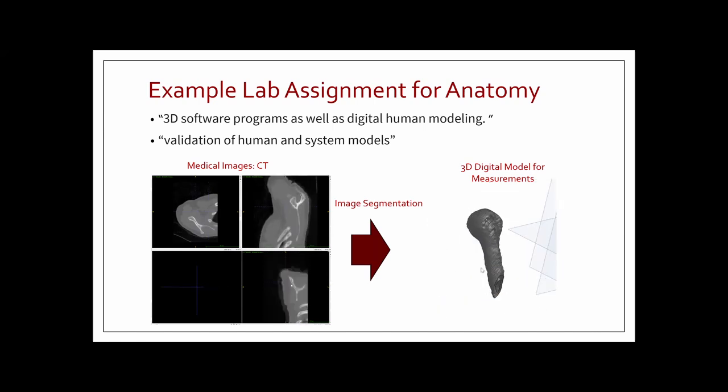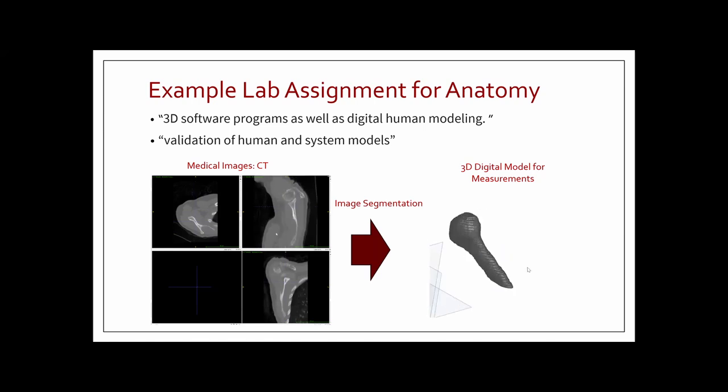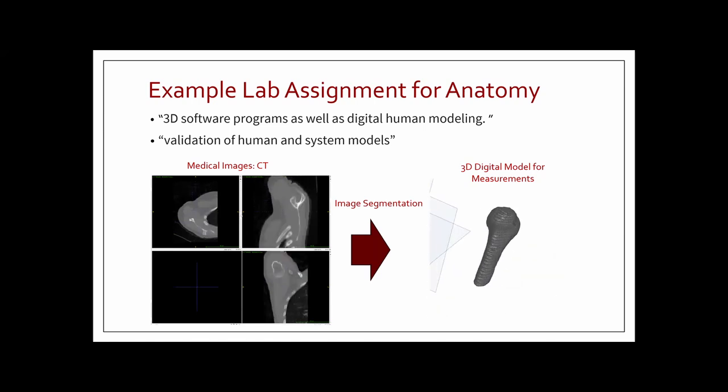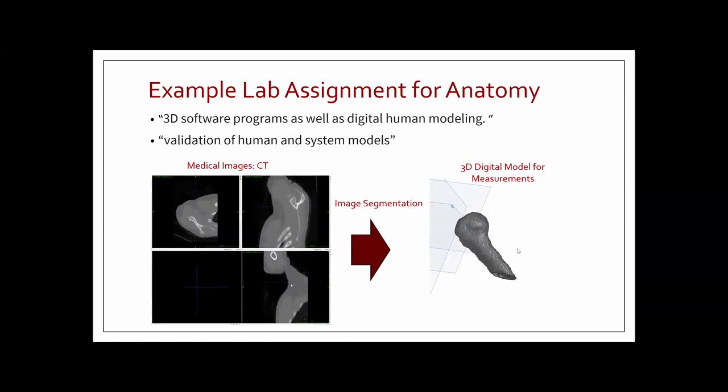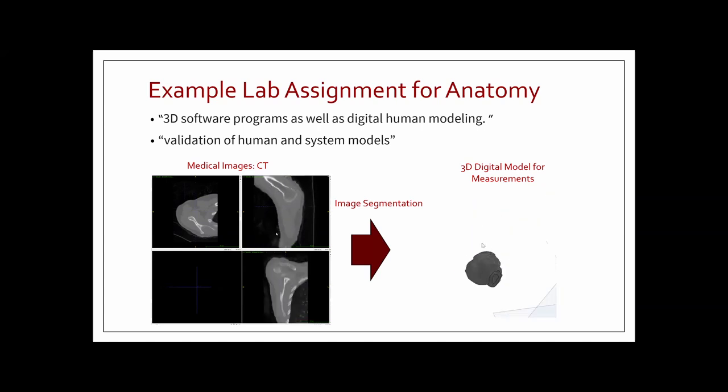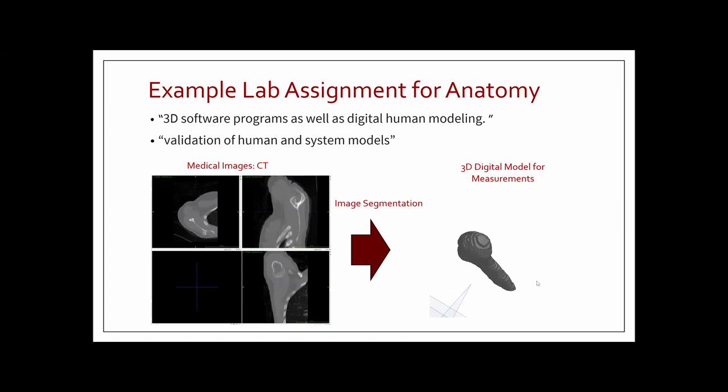So one example lab activity that we did this semester was for a mini project where students are supposed to analyze a joint from CT images and make a recommendation for a prosthetic replacement, be it size.